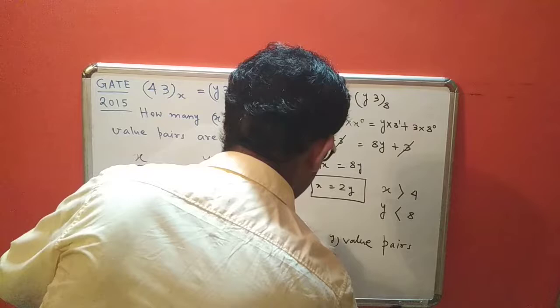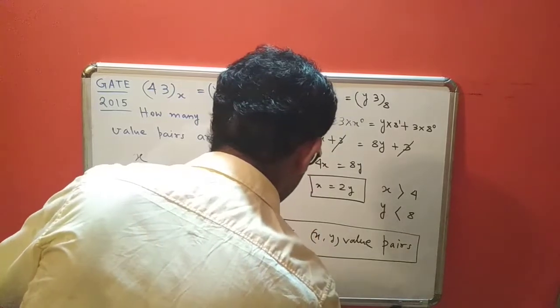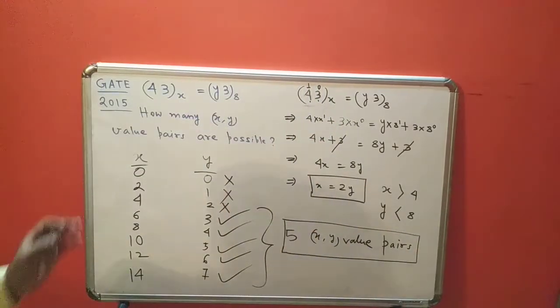So I get a total of 5 x comma y value pairs, right? So I hope this helps. Thank you.